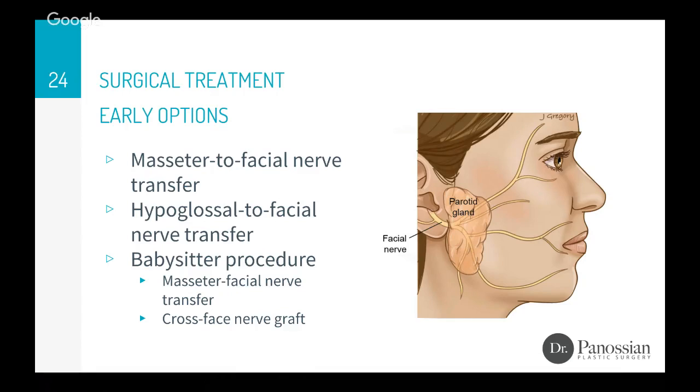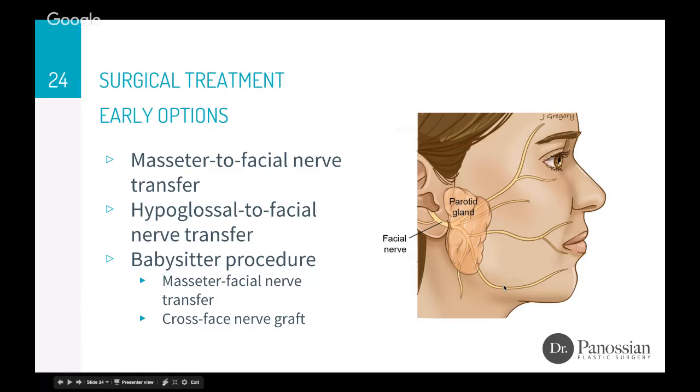Most effectively is the masseter to facial nerve transfer, the masseter nerve being located just inferior to the zygomatic arch and deep within the face, is in relatively good proximity to the trunk of the facial nerve and its various branches, and can be utilized in this fashion to provide motor innervation to the distal branches of the facial nerve. Similarly, the hypoglossal to facial nerve transfer is possible, but less favored due to a non-analogous way of stimulating the facial nerve.